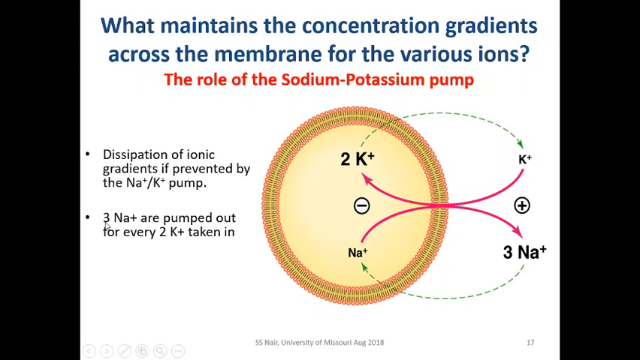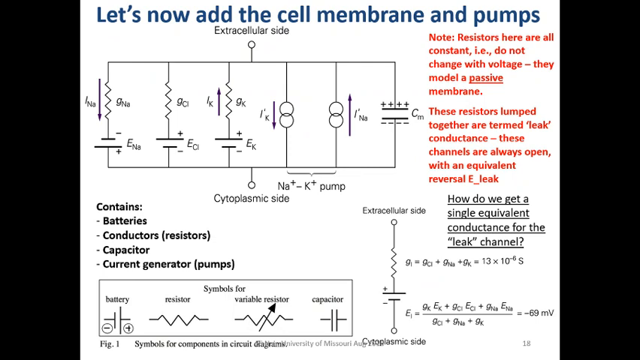What it does is it takes 3 sodium ions are pumped out for every 2 potassium ions taken in. So think about concentration gradients. In your brain, the neurons, there is a larger concentration of sodium outside and a lower concentration inside, while for potassium, there is a larger concentration inside and a lower concentration outside. And these pumps actually maintain those gradients. Okay. When you're ready, we'll move on to slide 18 now.